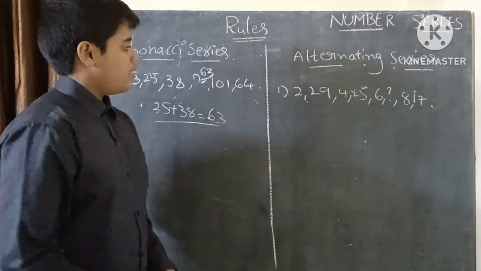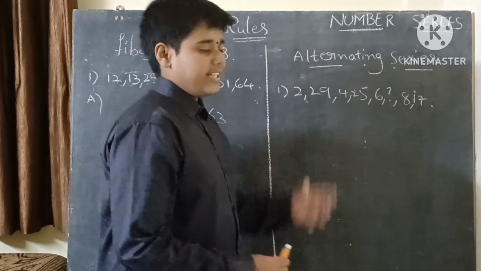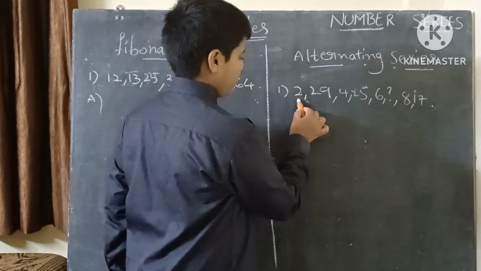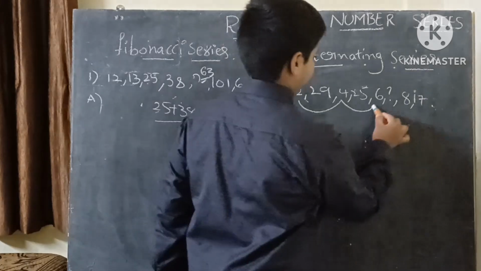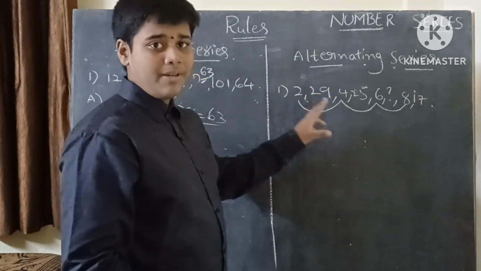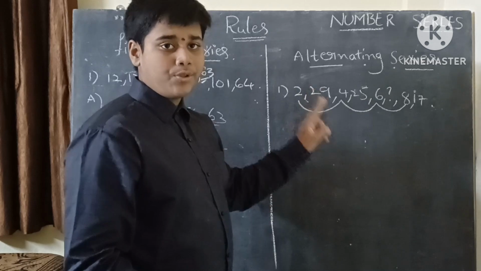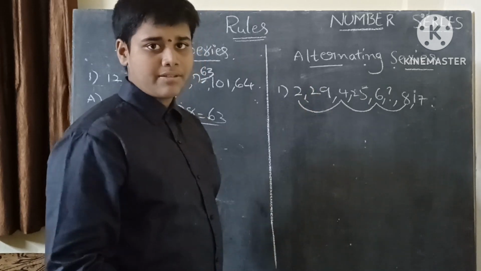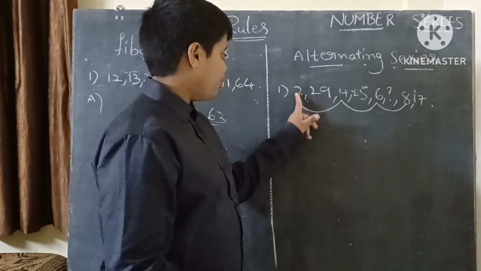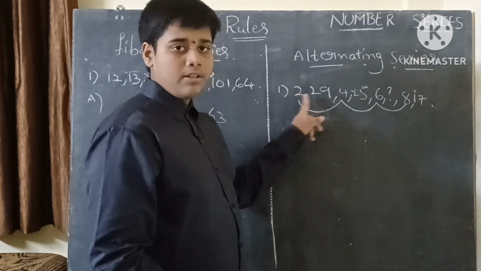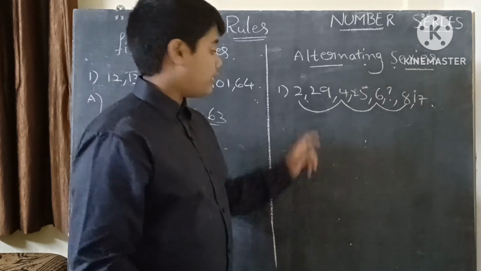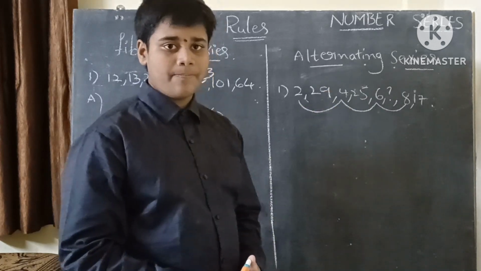Okay. So next, alternating series. Alternating series means not one after another, like this. Between two numbers, there is a gap of two numbers or three numbers or one number. Here between two numbers, I am taking 2 and 4. Between these two numbers, a number is there, 29. So this is alternating series.